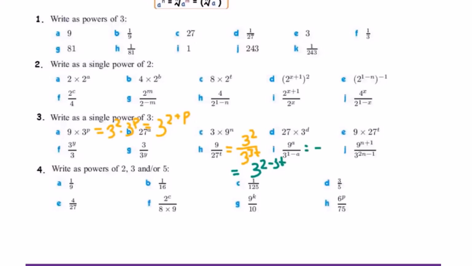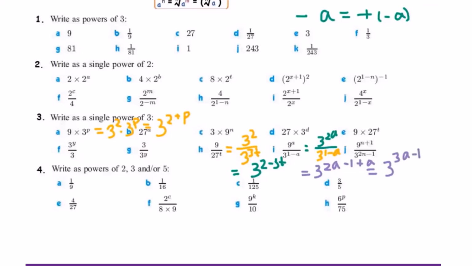For I, I can write 3 to the 2a power. Then the denominator will be 1 minus a. When you subtract a, that means you add negative a. So when you do the subtraction, I change the sign, I add. So I minus 1, I plus 8. Therefore, you will get 3 to the 3a minus 1.